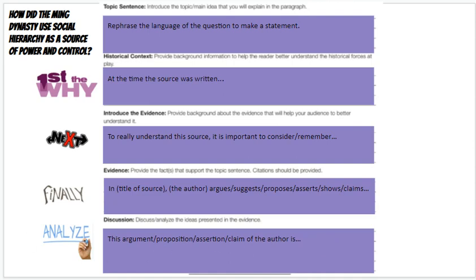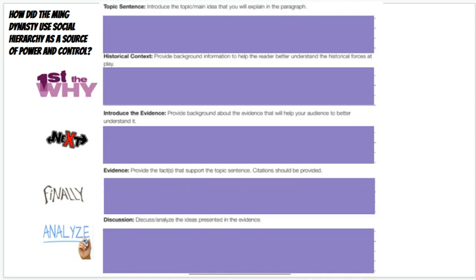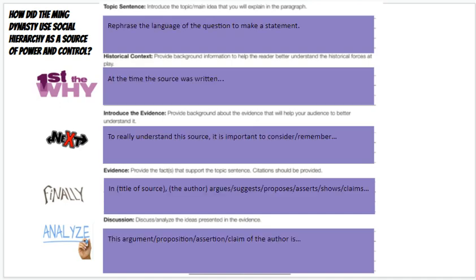So I just modeled it for you for the first source. You're probably going to want to go to the second source, or the other source that you had earlier. Take a look at that. Okay, and break it down the same way. You can use the same sentence starters. You could use the same trick.